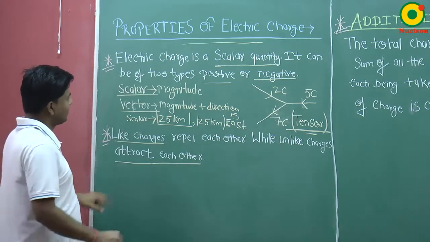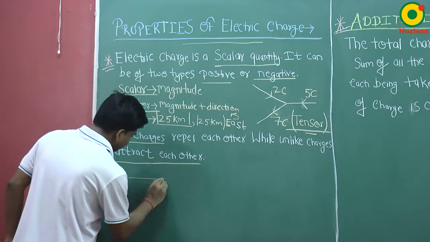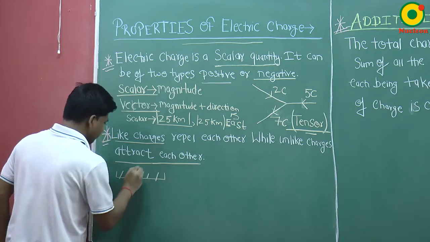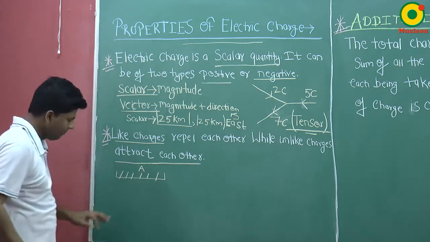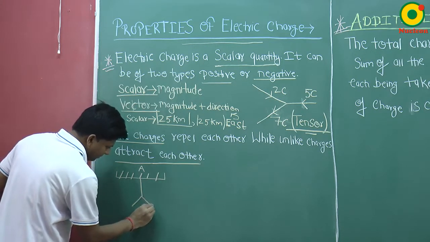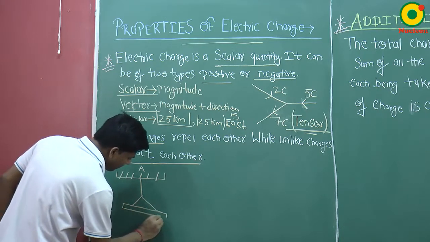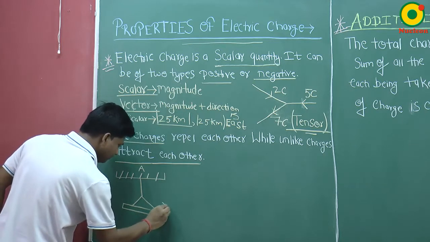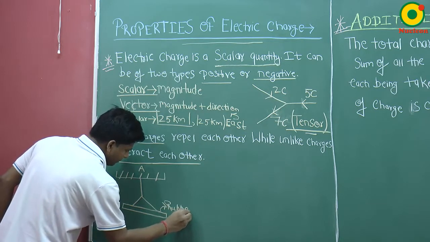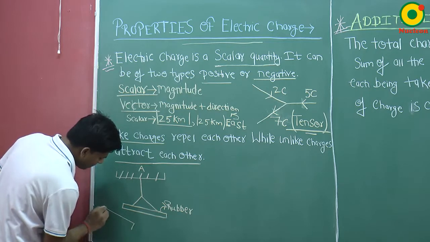Let's see this property with the help of an example over here. Let's suppose we have a surface over here. Let's call this surface A, okay? And we just tie up one string over here with this surface. And with this string we suspend one substance which is made up of rubber, okay? And we have one more substance over here which is made up of glass.